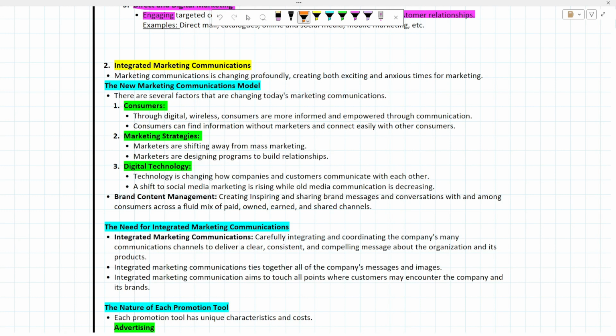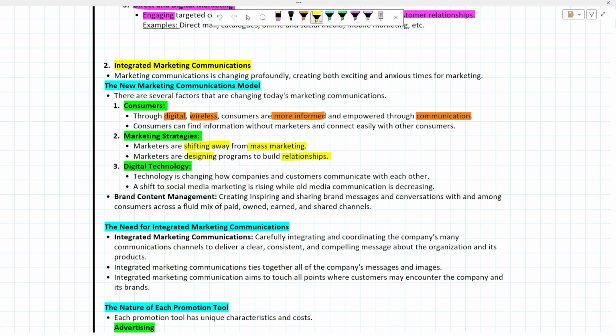So let me highlight that. Through digital and wireless, consumers are more informed and they communicate. Consumers can find information without marketers and can connect easily with other consumers. Two, we have marketing strategies. Marketers are shifting away from mass marketing. Marketers are designing programs to build relationships. So shifting away from mass marketing and designing relationships.